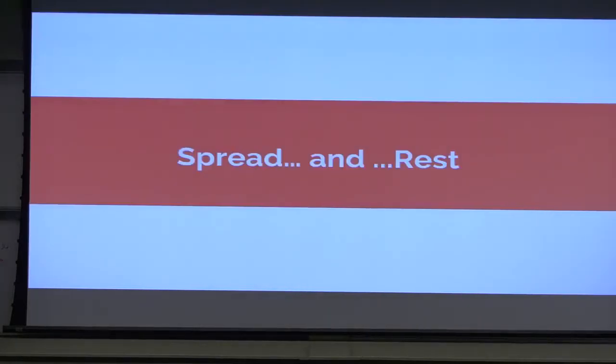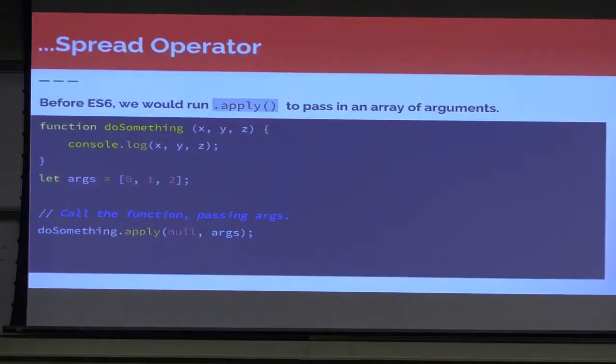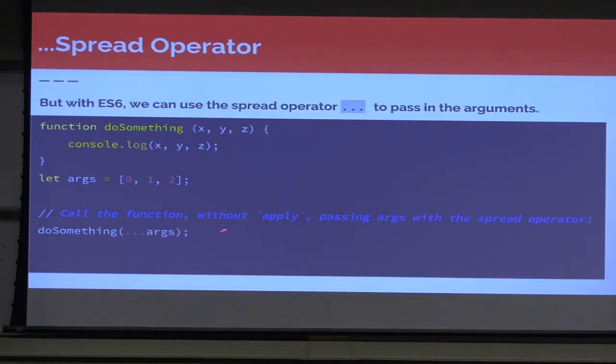So the next topic is, we're going to have to dive a little bit in because spread and rest are amazing and awesome as hell, but can get a little confusing. So before ES6, we would want to run apply to pass in an array of arguments. Let's say we had a function called doSomething, and it takes in an x, y, and z, and we're just console logging. We have a variable here, args, and that's 0, 1, 2, and in order to call this function and pass in these arguments as single arguments and not as the array we have, normally we'd run apply. But then we have to specify we want null for our this value, and our args are going to split up there. And that works, but another way to do it is with the spread operator.